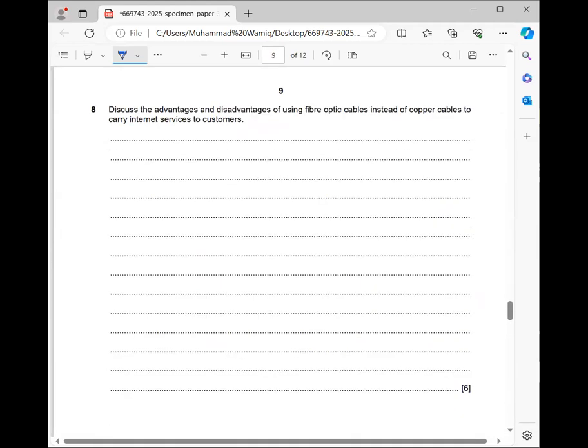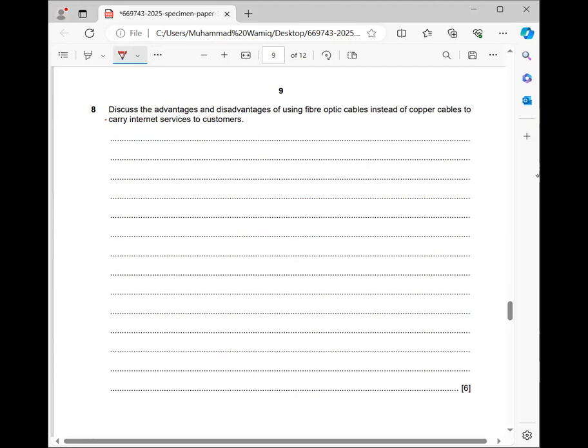Question number 8 says: discuss advantages and disadvantages of using fiber optics cable instead of copper cable to carry internet service to the customers. So I need to write here advantages and disadvantages of using fiber optics instead of a copper cable. There can be 4 marks for your advantages and 4 marks for your disadvantages.